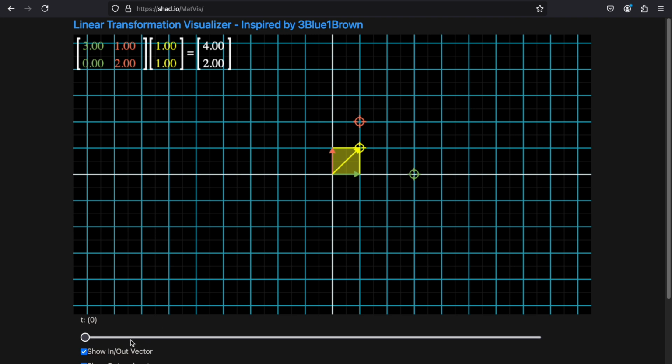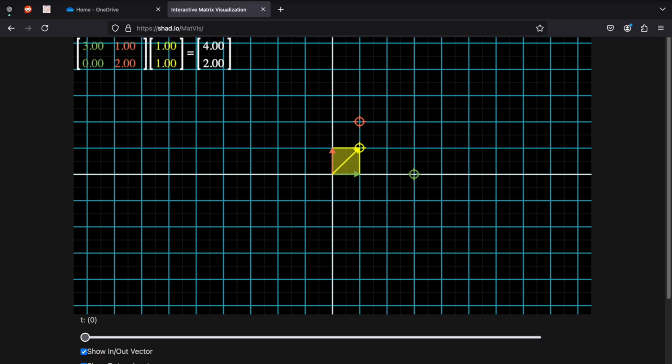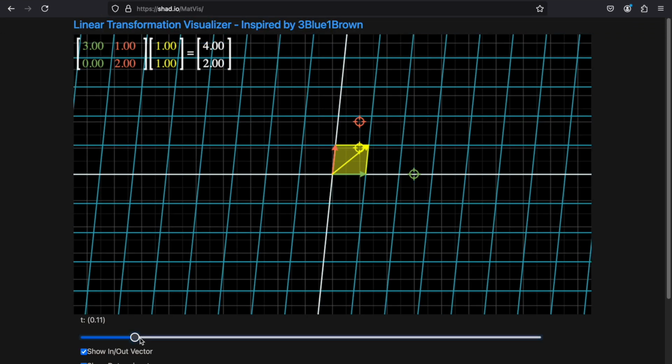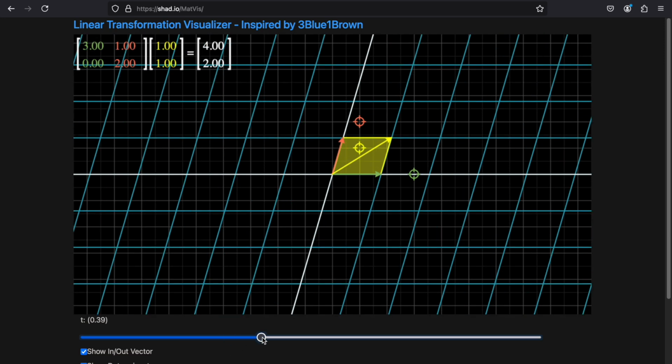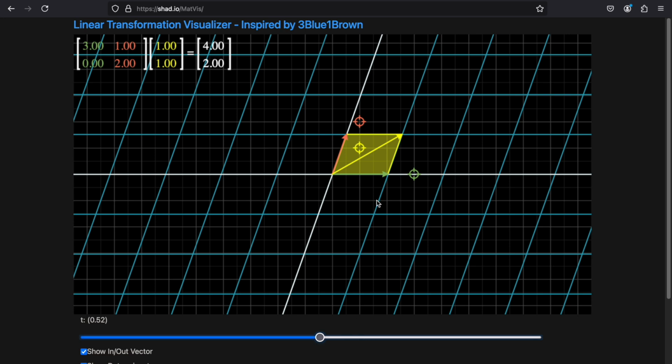Okay, so I will just start my visualization. See, slowly this i hat will land here, this j hat will land here, and this vector 1 comma 1 will land at 4 comma 2, and this area will change. See, it started increasing. See, it increased further. This area, this yellow shaded region, if you see, it keeps on increasing. See, and slowly this i hat is landing here and j hat is landing here.